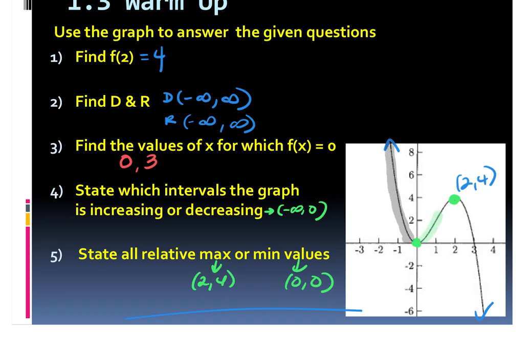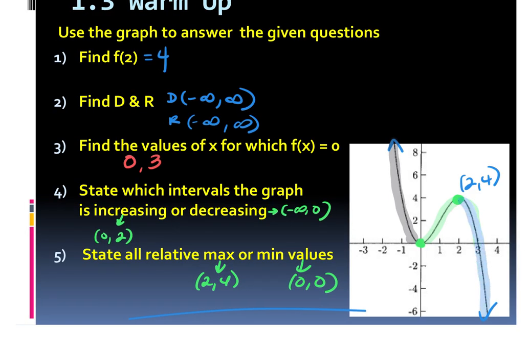Then it changes direction and it comes up. And so as it's rising as I move from left to right, I would say that's increasing from 0 to 2. I always do the x values. So it is increasing from 0 to 2. And then it changes direction at that relative max. And it comes back down again. So that would be decreasing. I'm going to put the U. And it would be from 2 to positive infinity.